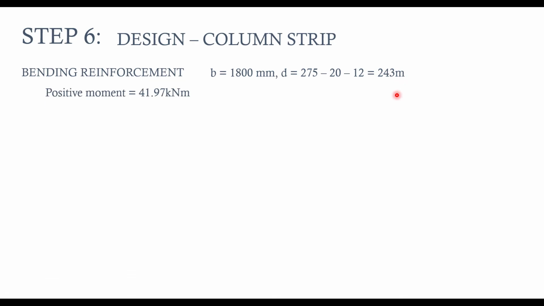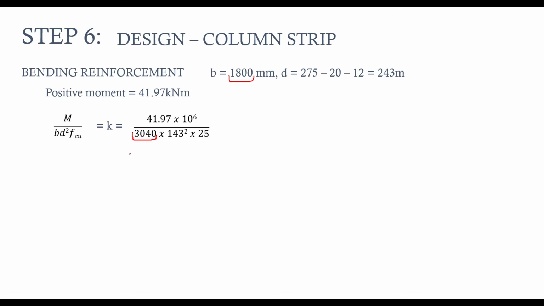So let's work with the positive moment first. Based on our calculation, the positive moment is 41.97 kilonewton meters. So because of that, we calculate our K just like the way we did earlier. But mind you, you see that here, the B that we use here is 3.04 meters, not 1.8. The reason for this is that the positive moment along the column strip is going to occur where the width is 1.3.